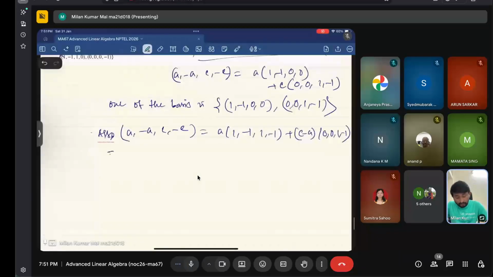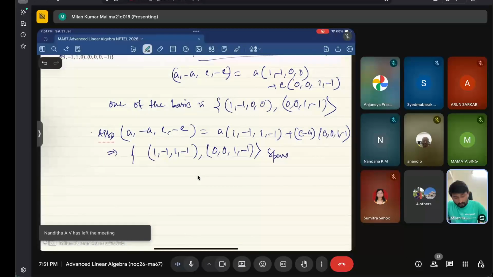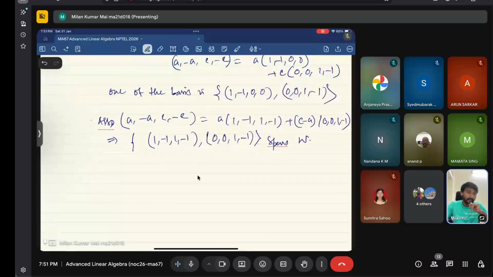So that implies the set (1, 1, -1) and the vector (0, 0, 1, -1) spans W. So now the question is whether they are linearly independent or not. Indeed, they are linearly independent. Why are they linearly independent? If you want to get some term in the first place, you have to take from here, and if you want to get some terms from the second place, you have to get it from there. But still, let me show why they are linearly independent, because this is very easy and we do not have to do much.